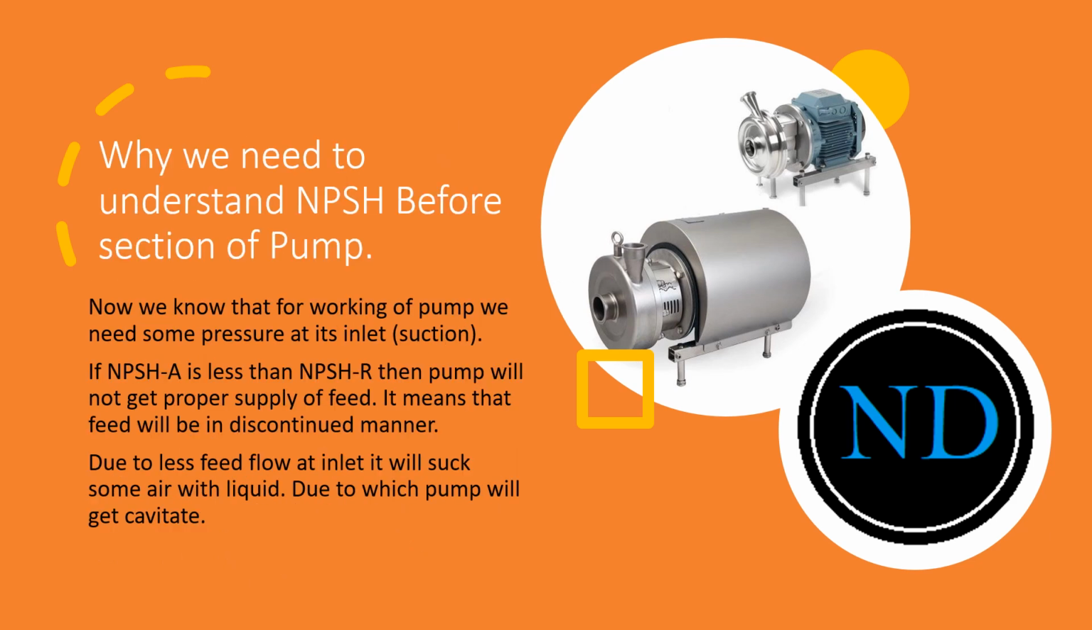Why do we need to understand NPSH before selection of pump? Now we know that for working of any pump, we need some pressure at its inlet, that is suction. So when you calculate NPSH available, it should be more than NPSH required. Basically, why is this required? NPSH required is defined by the pump manufacturer. He will say that for working of this pump, this is my condition, so you have to fulfill that. So then it's our duty to provide that NPSH required. So when we calculate, it should be more than NPSH required.